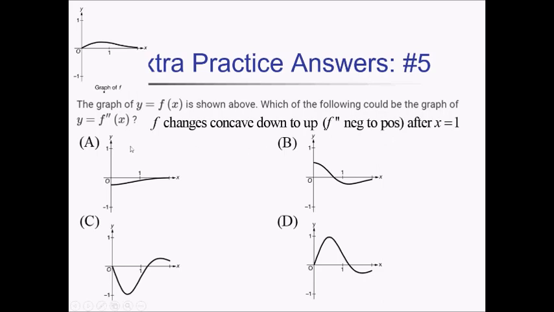Looking at our graphs, A doesn't appear to do that. We're not really crossing the x-axis for f double prime. B, we're starting positive rather than negative, so that's no good. Same thing with D. Choice C here, we're going from negative to positive somewhere after x equals 1, so it's looking like choice C is our best option here.